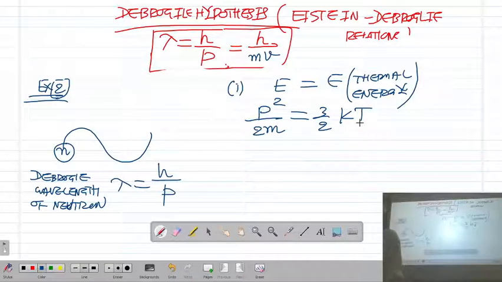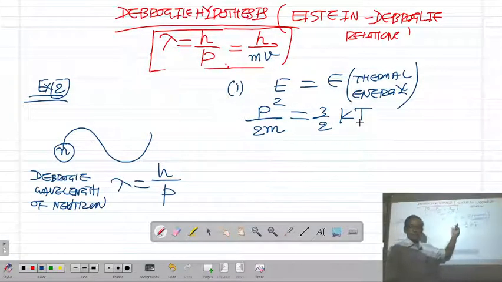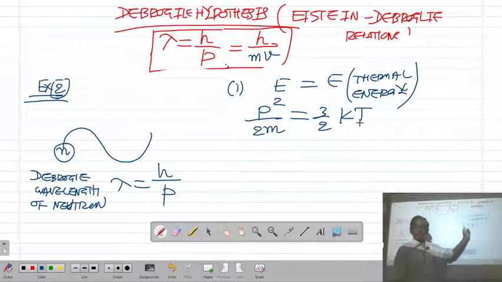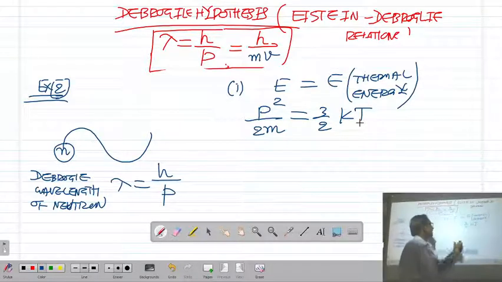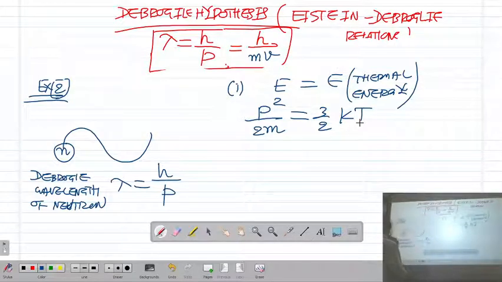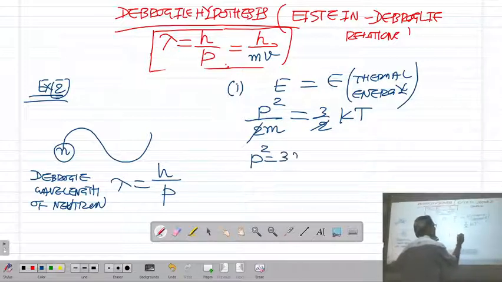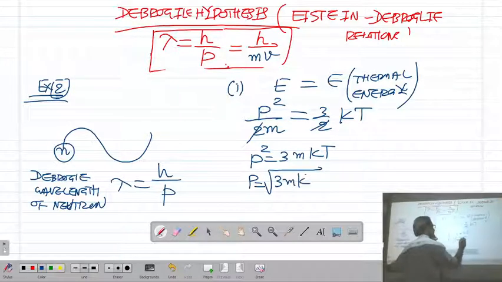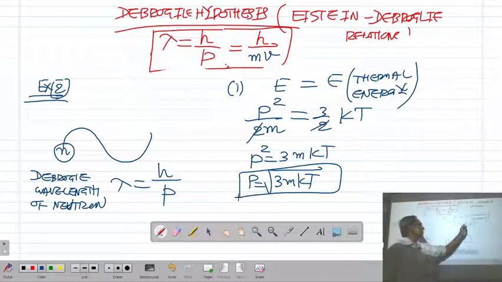So if you compare both the equations of energy, then the kinetic energy of a thermal neutron is p square upon 2m, and the thermal energy of a neutron at temperature T is 3 by 2 kT. This 2 is cancelled out. So p square is equal to 3m kT. So p, the momentum of the neutron, is under root 3m kT.